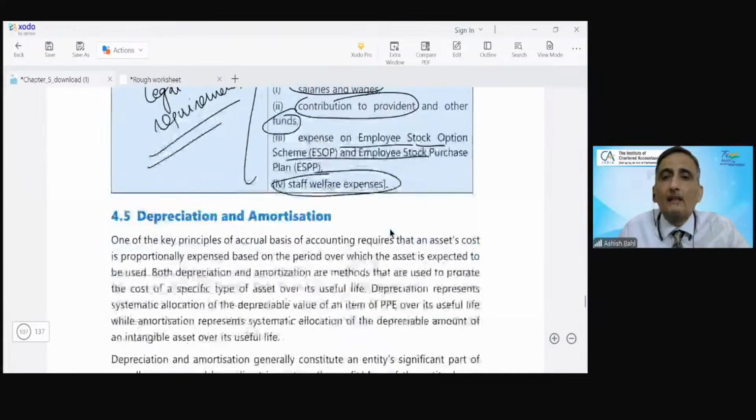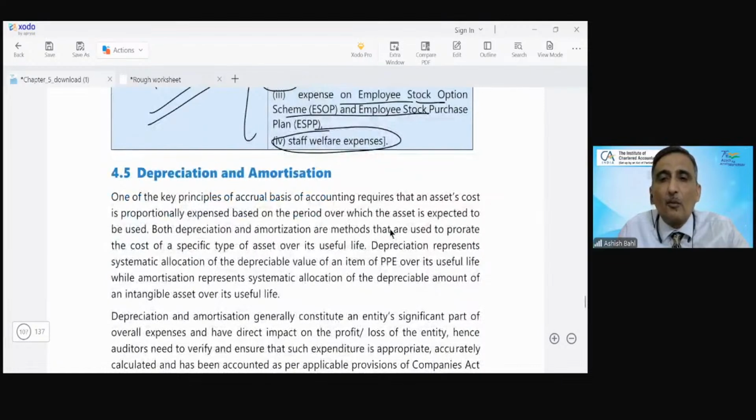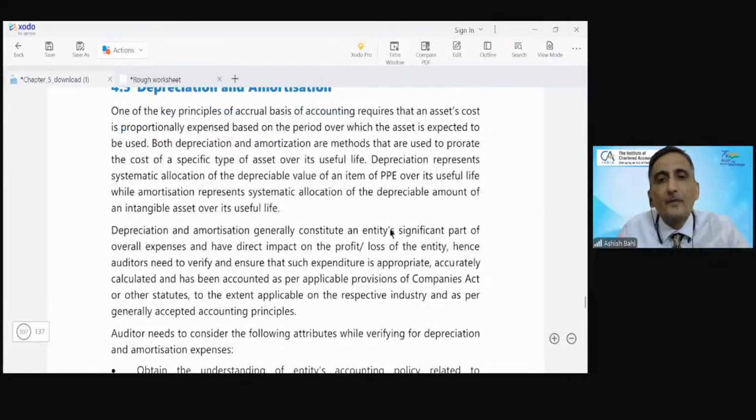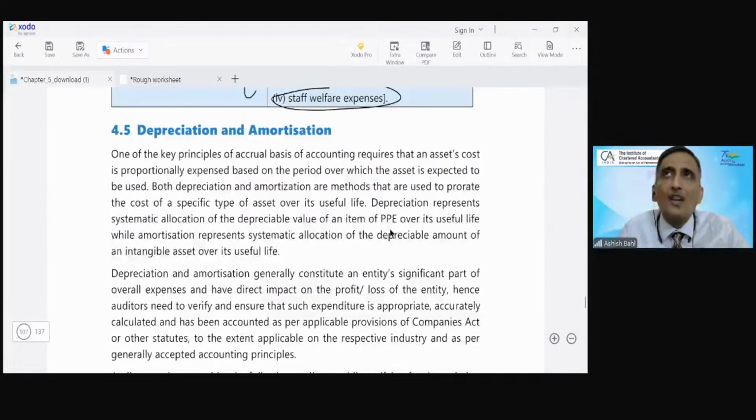Okay. So another important item in statement of profit and loss is depreciation and amortization. Now, what is the difference between depreciation and amortization? Yes, come on quickly. What is the difference between depreciation and amortization? Accounting concept.